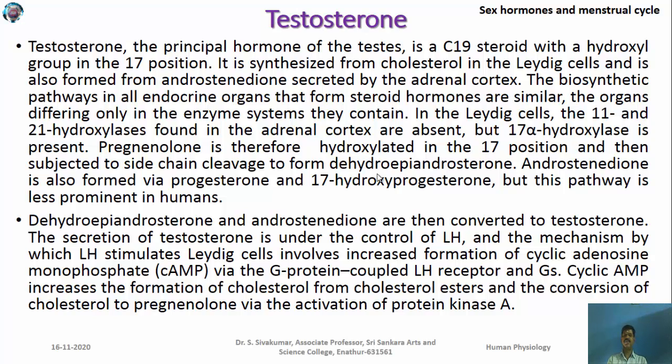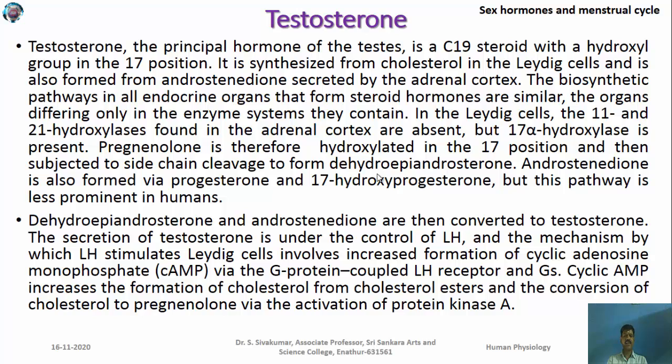It is also synthesized from cholesterol in the Leydig cells. It is also formed from androstenedione secreted by the adrenal cortex. The biosynthetic pathways in all endocrine glands that form steroid hormones are similar, the organs differing only in the enzyme system they contain. In the Leydig cells, the 11 and 21 hydroxylases found in the adrenal cortex are absent, but 17 alpha hydroxylase is present.